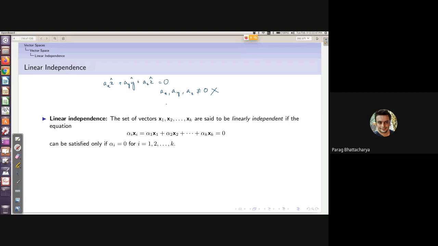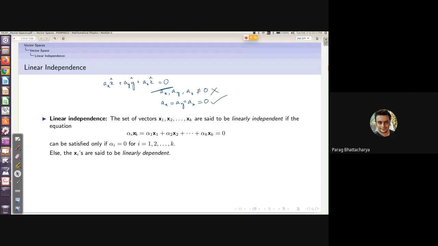So the only way this can be made possible is if ax, ay, and az are all identically 0. That's the only way this can be satisfied. So this is the definition of linear independence. If this condition is not satisfied, if at least one of these coefficients is non-zero, then we say that this set of vectors is not linearly independent.